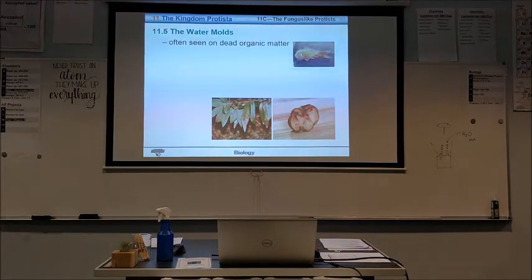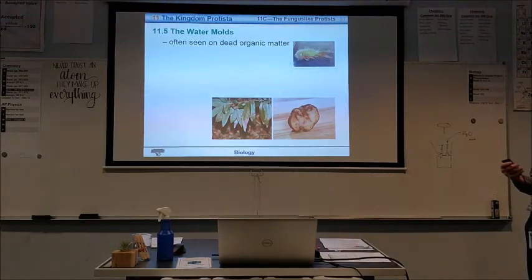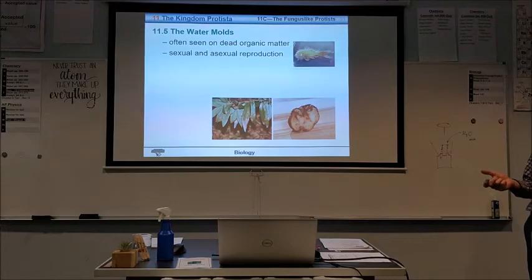It's a mold that, remember, lives off of dead, decaying material. This fish is dead, so it's living off of it. When a fish is alive, they don't have that. They have ways of preventing that from happening. Now, water molds have sexual and asexual forms of reproduction.